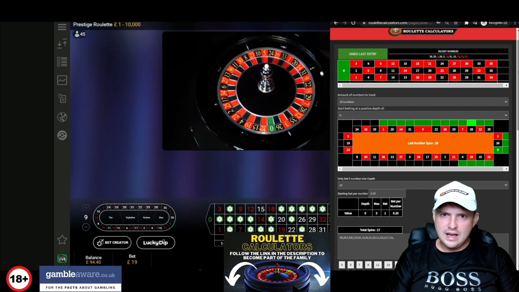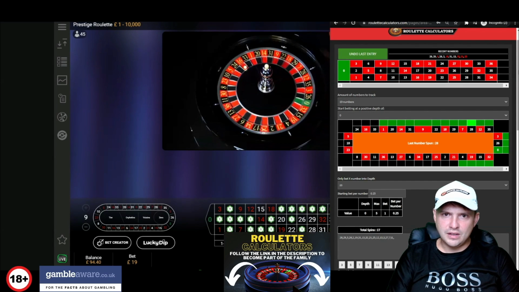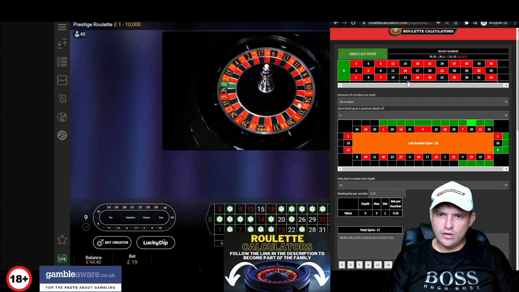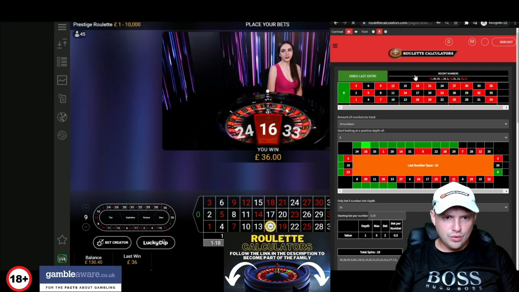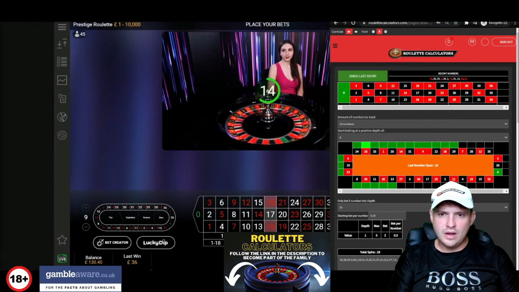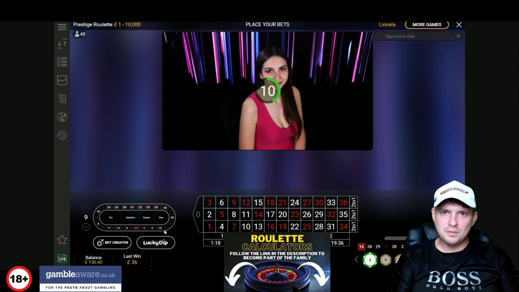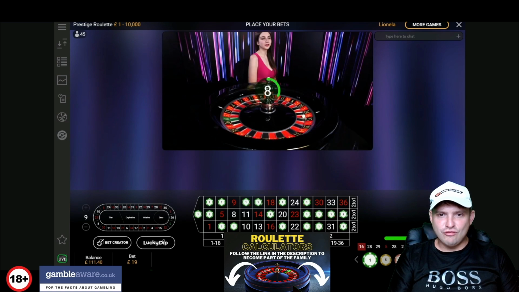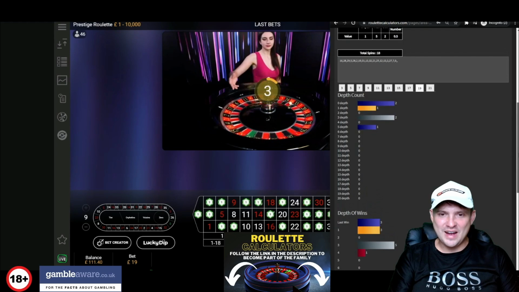Wants to see it land opposite side of 0. That looks pretty damn good. Number 16. So yeah, he got the win there. That's taken his balance up to £130 so far. Now, I believe this is the session where Sam actually messaged me saying that he played quite erratically. So it'll be interesting to watch it and see what happens.